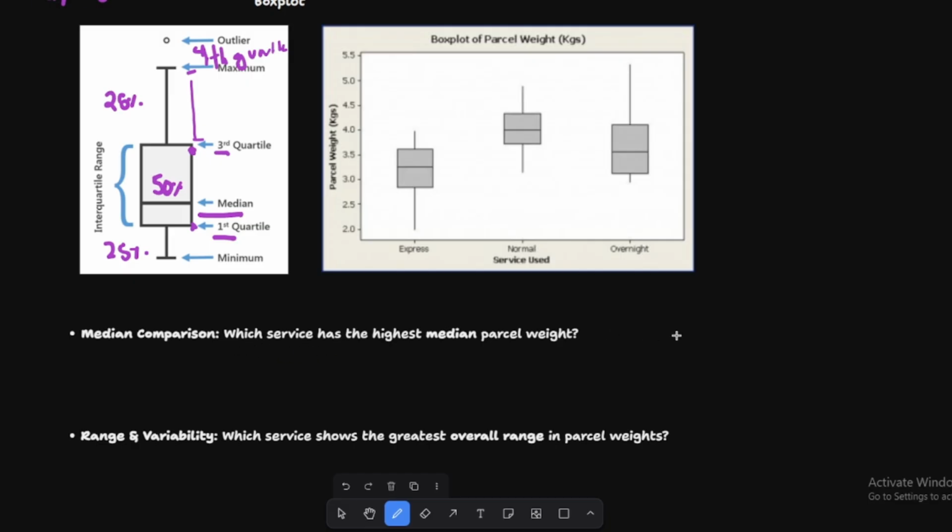Which service has the highest median parcel weight? So as we discussed before, we know that median is this line right here in between the box. So the median for this one would be here, the median for this one would be here, and the median for this one would be here. Now let's look, which one is the highest median? The normal one right here. So the normal service has it.